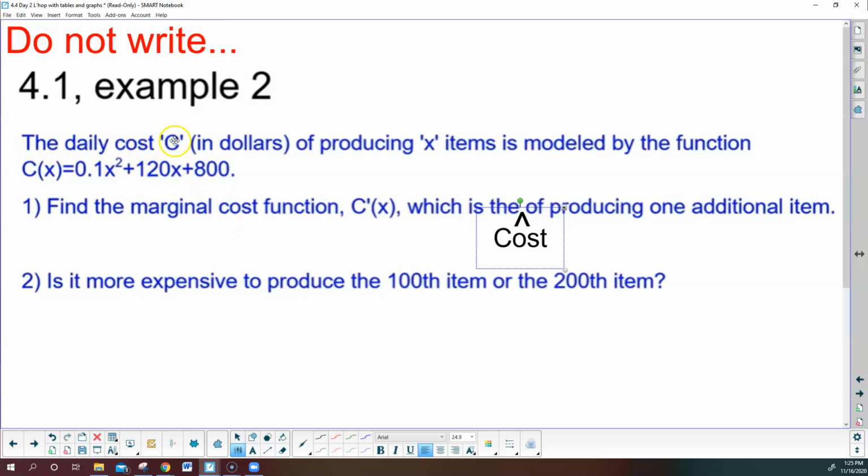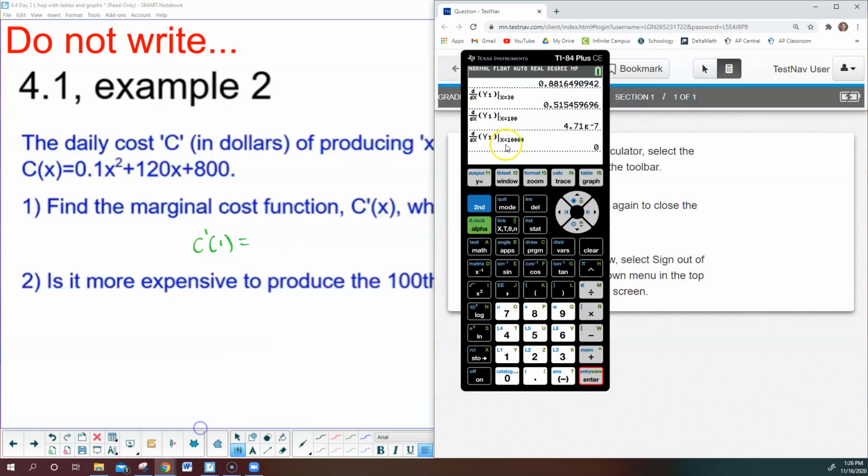The daily cost, C, in dollars of producing X items is modeled by the function C of t equals this equation. It's a parabola. Find the marginal cost, C prime, if C prime is the cost of producing one item. So we got to find, basically, we're finding the derivative at 1. Well, in this case, I don't need a graph. I'm just going to go right to my calculator.